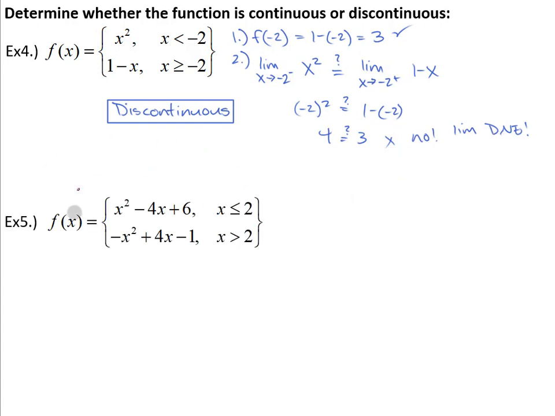Okay, so here's one for you to try out. Very similar to the last two. Figure out if this is continuous or discontinuous. Remember to check for domain restrictions first. If there aren't any, then we're really worried about this point. Show that that point exists, that the two-sided limit exists, and that those two values are equal.